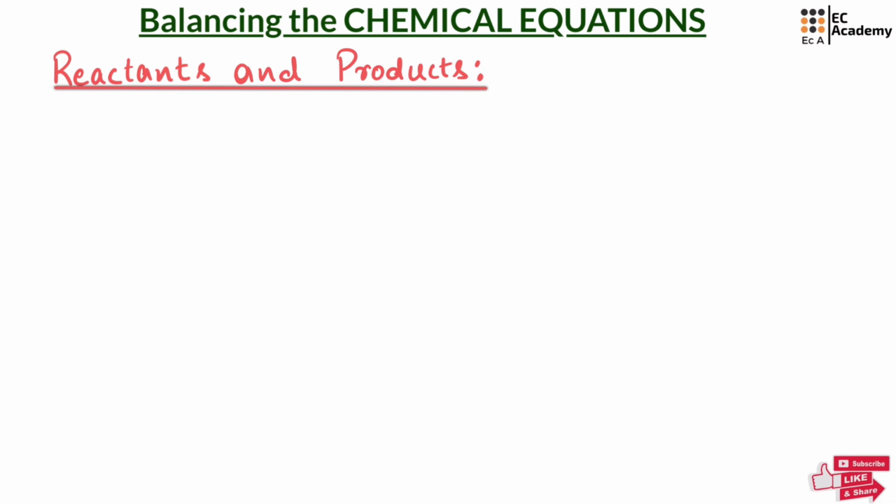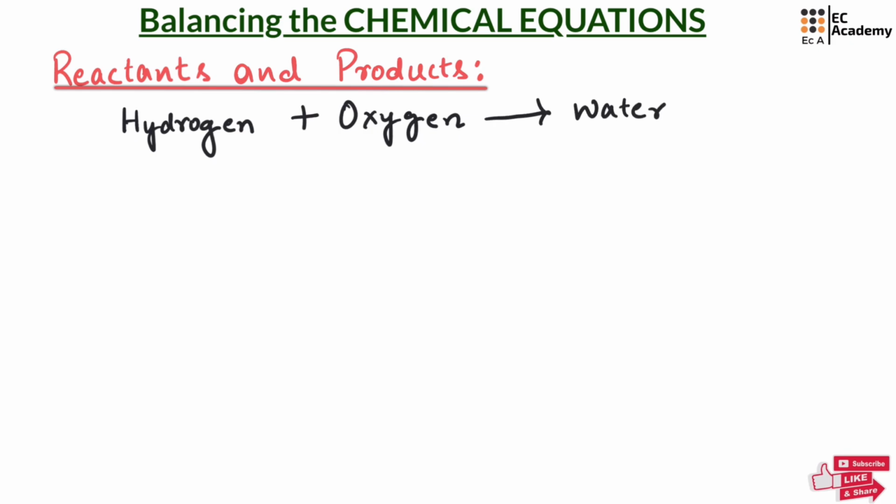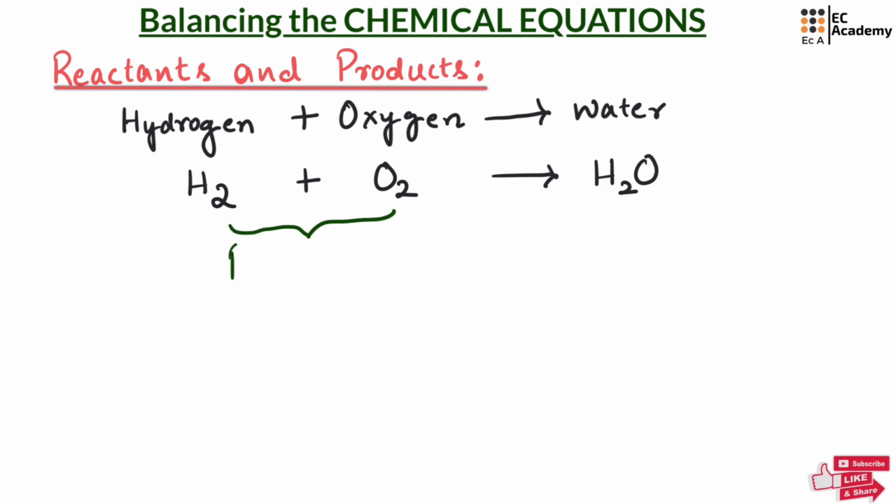Now, let us consider an example of hydrogen plus oxygen that gives water. So, hydrogen can be written as H2 plus oxygen is O2, that will give us H2O. In this chemical equation, there are two sides, left side and right side. The left side of the equation is known as reactants and the right side of the equation is known as product.